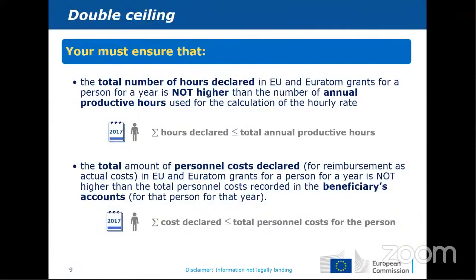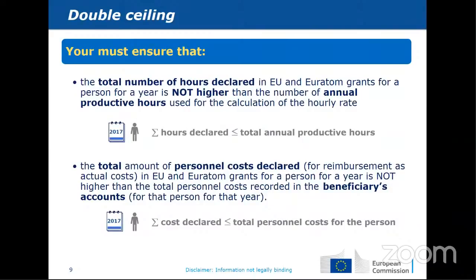Two general limitations, if you want. You can never charge in one year more hours to all EU and Euratom grants together than the number of hours that you used to calculate the hourly rates, so the number of annual productive hours. The reason is simple: remember that the grant contributes to your costs.